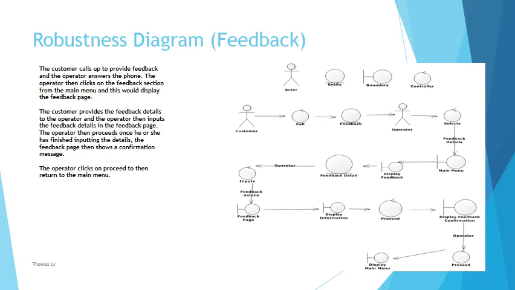This is another robustness diagram, but this one is for feedback. The components are also listed on top of the diagram, and the story of the robustness diagram is placed on the left hand side of the slide. It gives you a deep understanding of how the feedback process is completed.